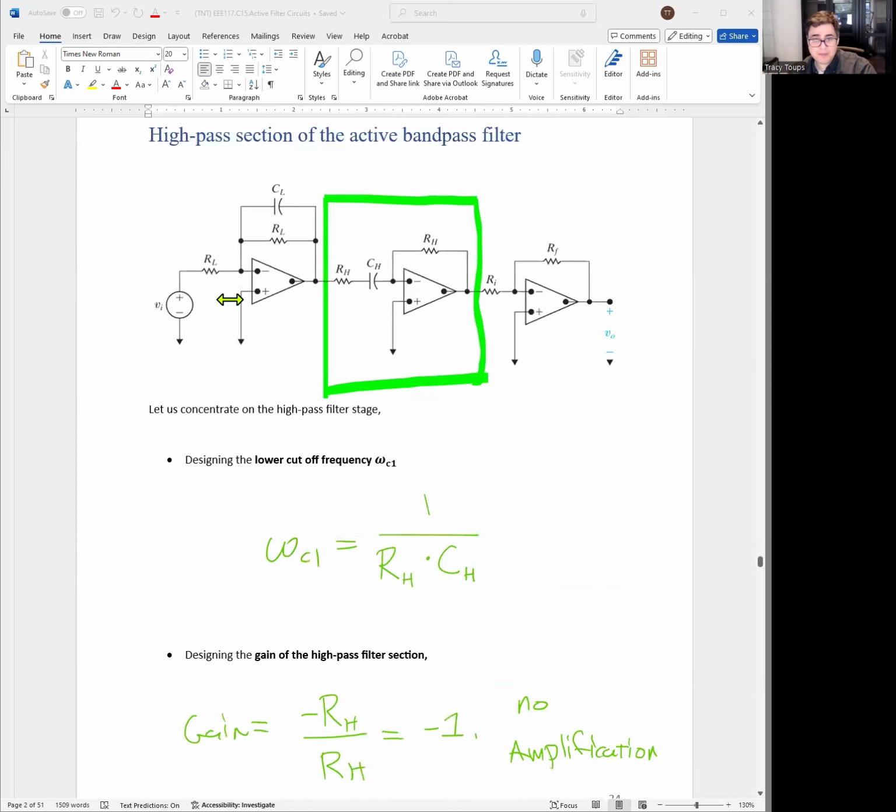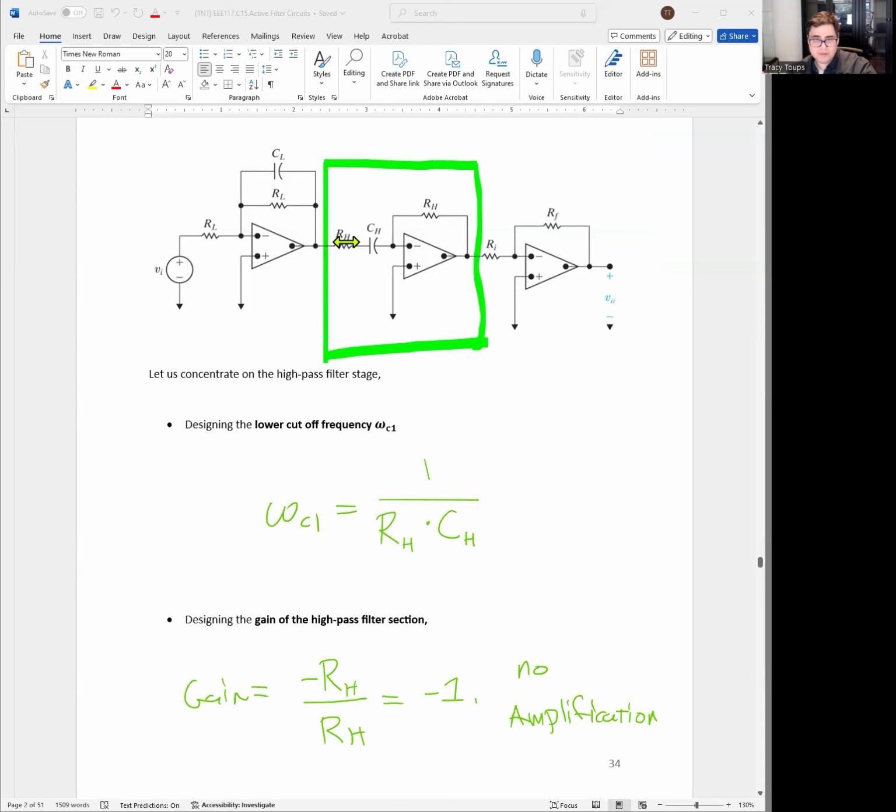In the middle, the signal propagates to the high pass section, where very similarly, this is going to create the lower cutoff frequency. So remember, high pass means any lower frequency gets cut first. So think about WC1 as that barrier. Any lower frequency, the high pass filter cuts off. Everything above it is let through. Okay. So cutoff frequency omega C1 is always equal to 1 over RHCH. We could choose these two to get any lower cutoff frequency we want. Just make sure the resistors on the feedback loop and the input are both RH, both equal, so that your gain is only -1. So there's no real amplification stage.